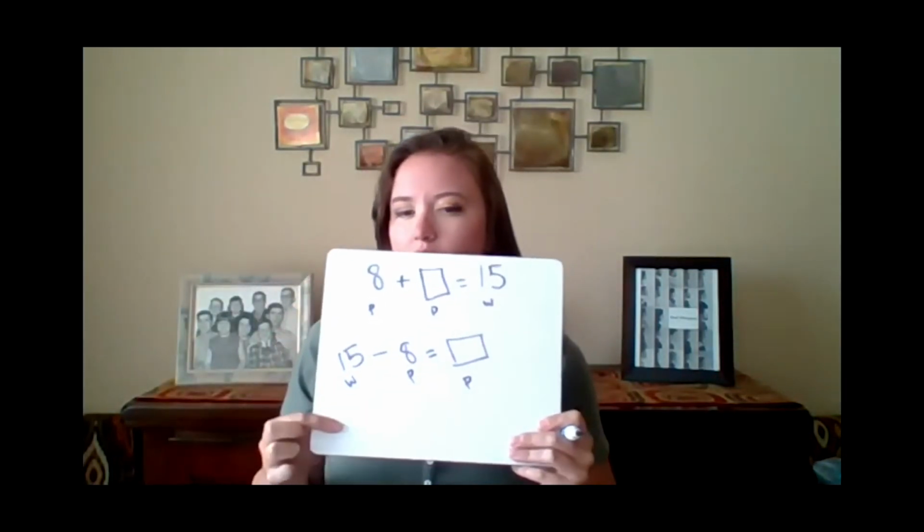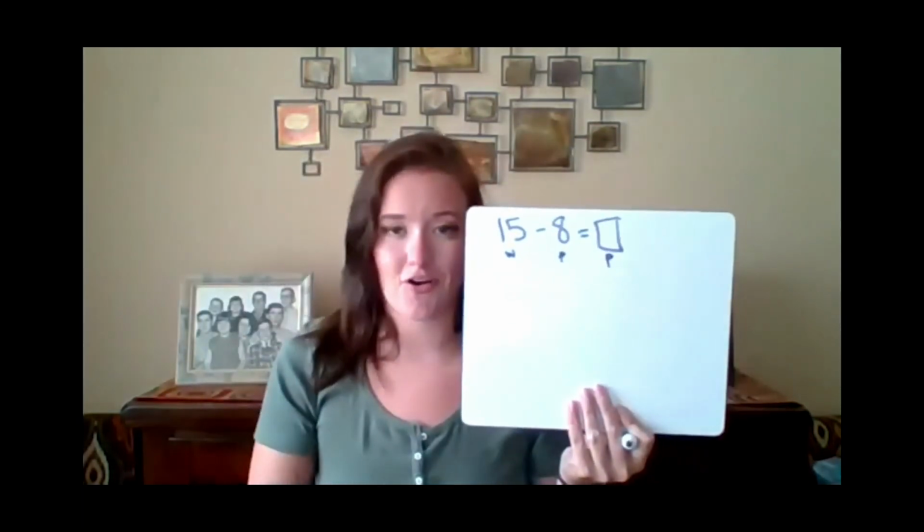Let's try this one. What do you say? I knew you were going to say that. So let's go. I'm going to erase my whole board, and I'm going to rewrite it. So what we're going to do, 15 minus 8 equals blank. And I'm going to write a W and then 2 P's for our part.